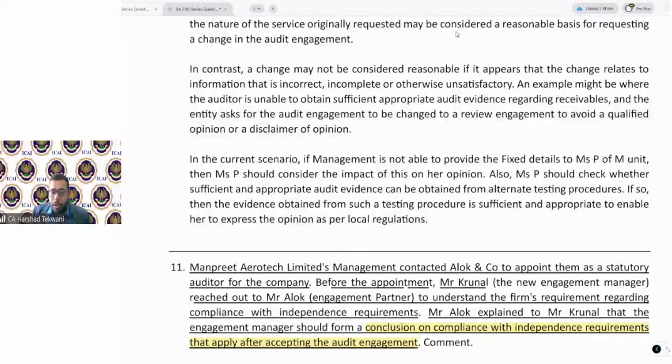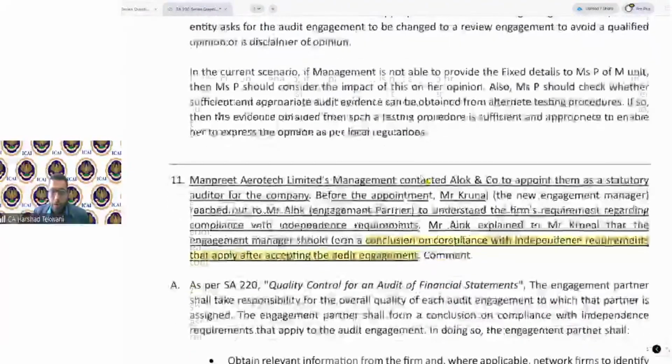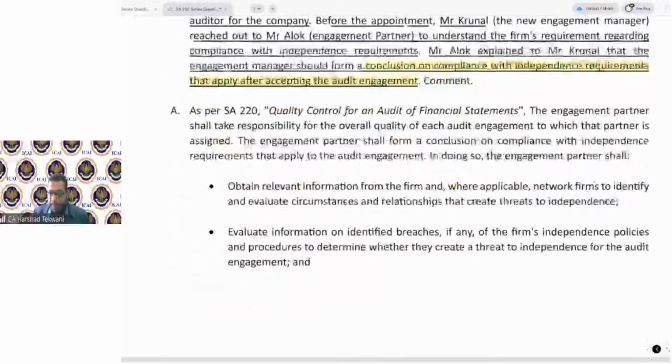Okay, let us see the answer here. When I talk about independence requirement, it is not at a point in time, before or after. It is required to be looked into on a continuous basis. It's not that you need to be independent at one point in time before starting the audit. You need to be independent throughout the audit, throughout your engagement. So it's not at one point in time.